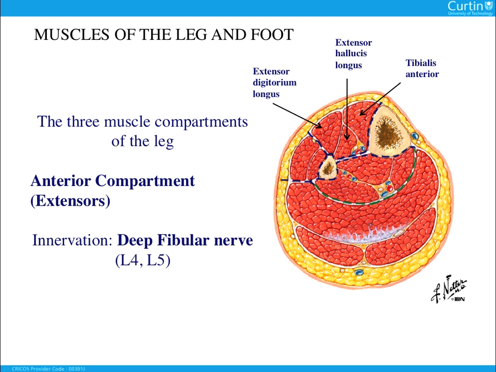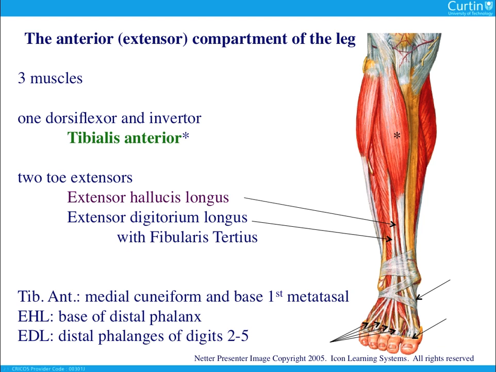So in our anterior compartment, we have a Tom, a Dick, and a Harry. Tibialis anterior, extensor digitorum longus, and extensor hallucis longus. Let's have a look at them. The innervation for these is the deep fibular nerve. Right, so tibialis anterior, that's this one just here.